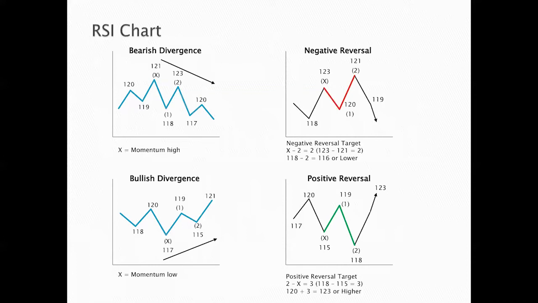Basically, it used up all the momentum it had and it couldn't make any price advance. If you take X minus 0.2, 123 minus 121, look at the math I did. X minus 2 equals 2. 123 minus 121. You're going to target 119. It achieved it. If you look at the next one, 118, it's 118 minus 2. It's going to give you a target of 116.